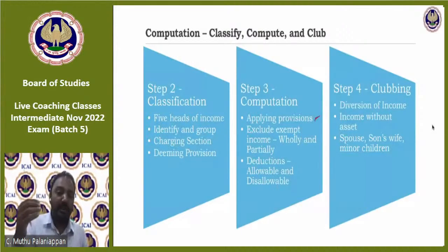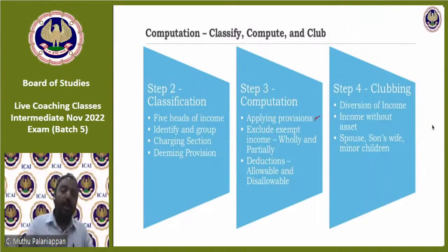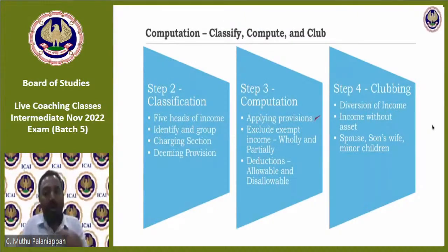So all this you consider and you compute income under the respective head. After that, you club. So whatever is relating to transfer without an asset, transfer of spouse income, minor children, son's wife, all this income needs to be clubbed in the assessee's hands. So that's what you call it as club. So that is what you call it as 3C's. You classify, you compute, and then you club. So it's all about C's.